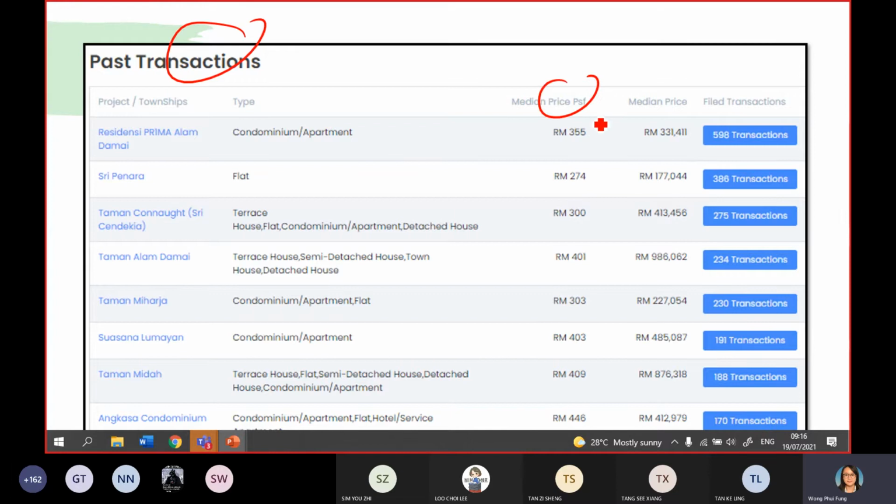So you can get the median price per square feet. You can get the median price. Actually, it's another very good source of information for you later on when you graduate. You know where to get the selling price, the rental, and also the yield. I hope this one could be very helpful for you.